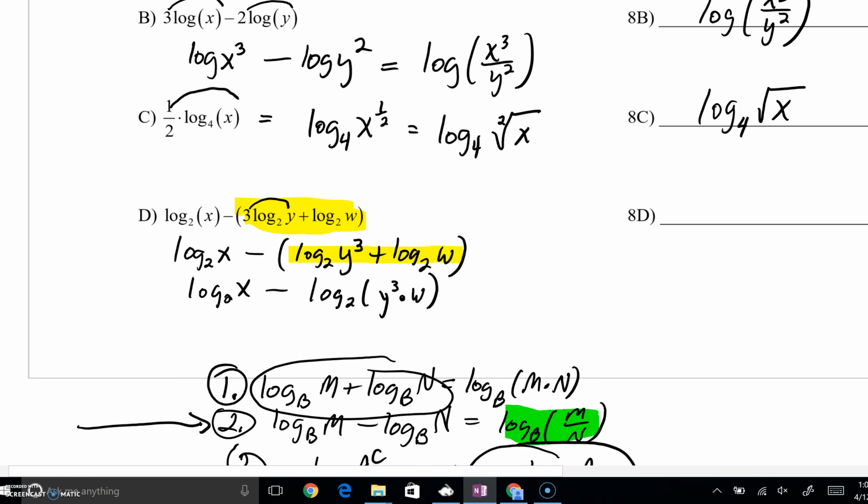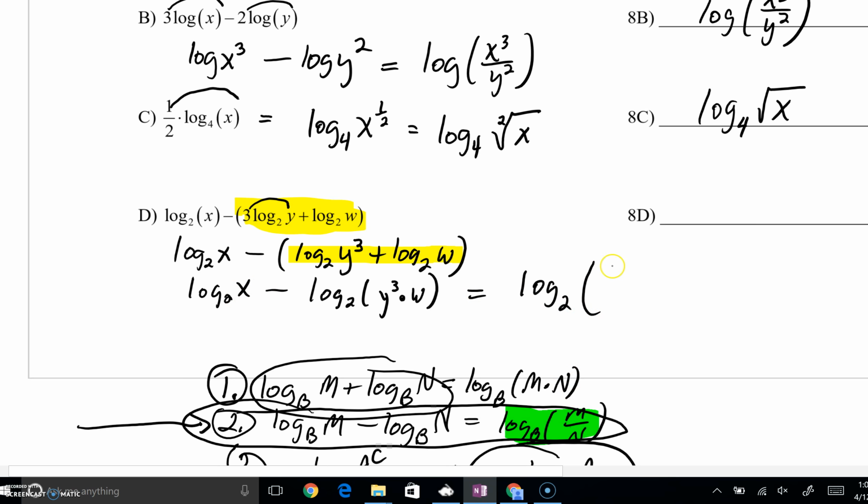But now you have two logs that are being subtracted. So that's this second property right here. This means I can turn this into a division of the insides. Of the log base 2, I'm going to make a fraction. I'll have x. Down below is both the y to the third and the w. So that's what your final answer is going to look like.